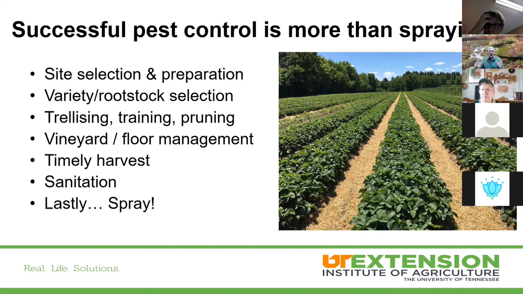Trellising, training, and pruning, all those things enable us to do a lot better job in terms of spray control. They enable us to do a lot better job in terms of lessening the pruning impacts. And so all of them go hand in hand in doing a better job of managing that fruit crop. Vineyard floor management, keeping the weeds out or not at least grown up to a point, reducing rodents that may be in there. Timely harvest, sanitation, and then again, lastly, the thing that I tell people is a spray control program for your home fruits.